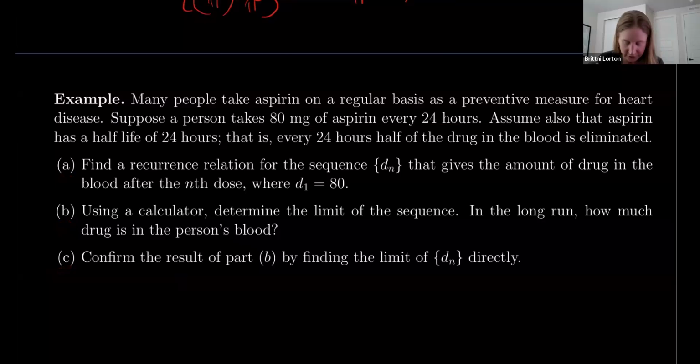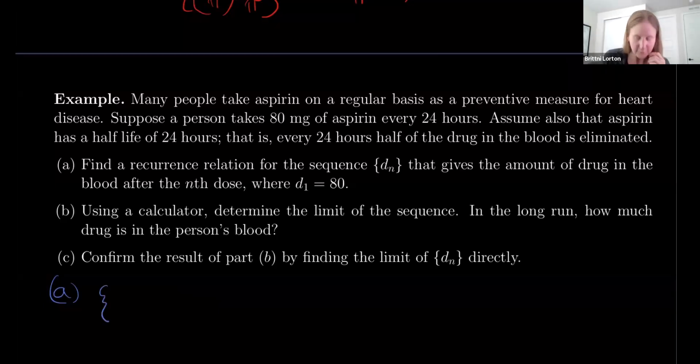First, find a recurrence relation. Then I want to use a calculator to see if I can estimate what's going to happen. And then I'm going to use calculus to confirm what my calculator told me. All right, we'll start off with part A. So for part A, I need a recurrence relation. And it's going to be kind of as obvious as it seems.